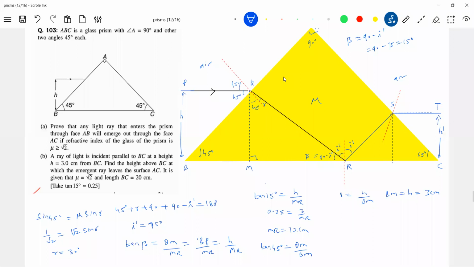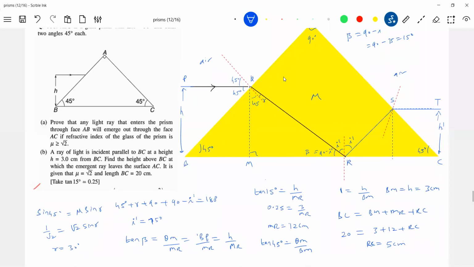BC is 20, given. So we know BC is equal to BM plus MR plus RC. BM is 3. MR we calculated as 12. BC is 20, so RC is 5 centimeter. Now we know RC. With the RC, we should calculate the first SSC. What are the other things I should try?